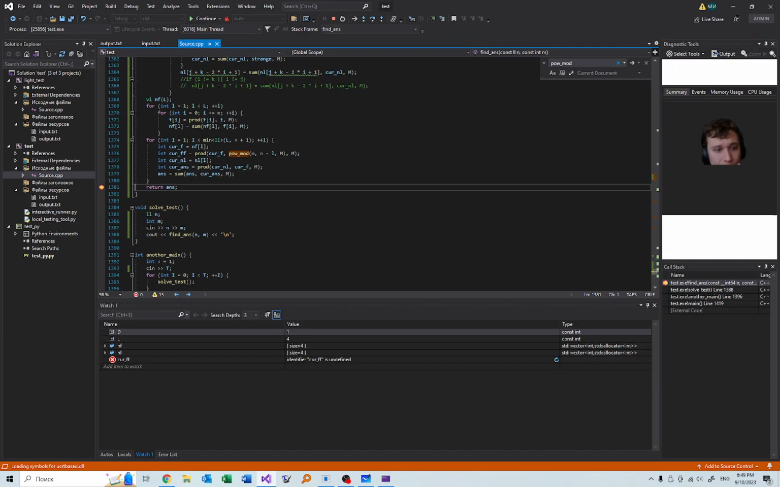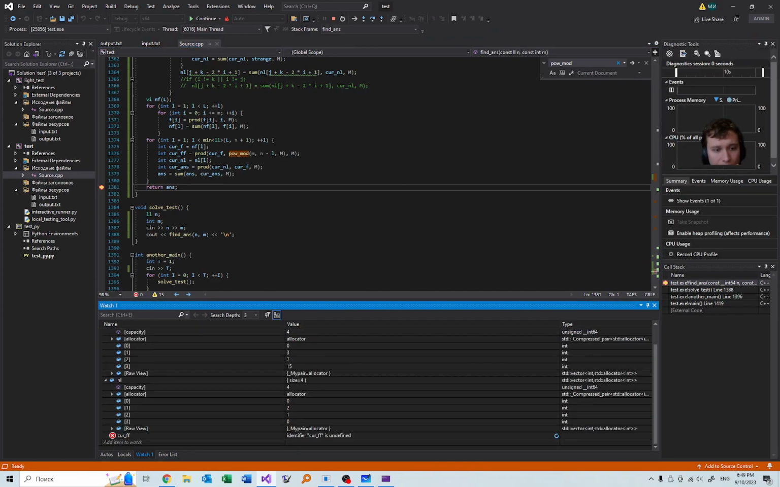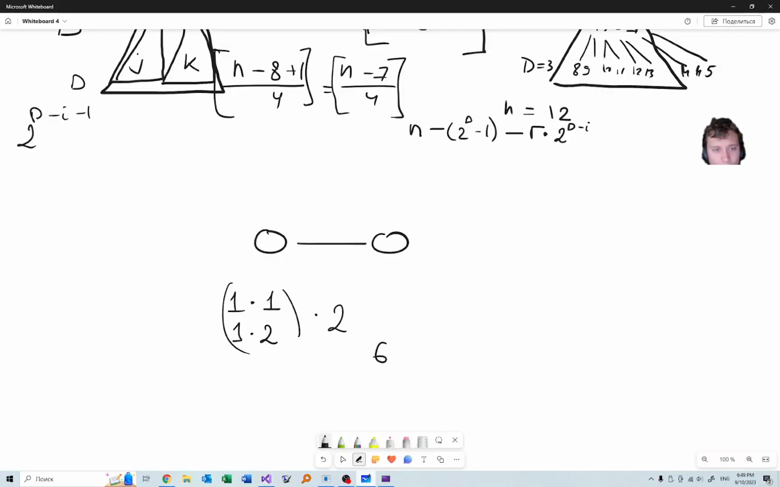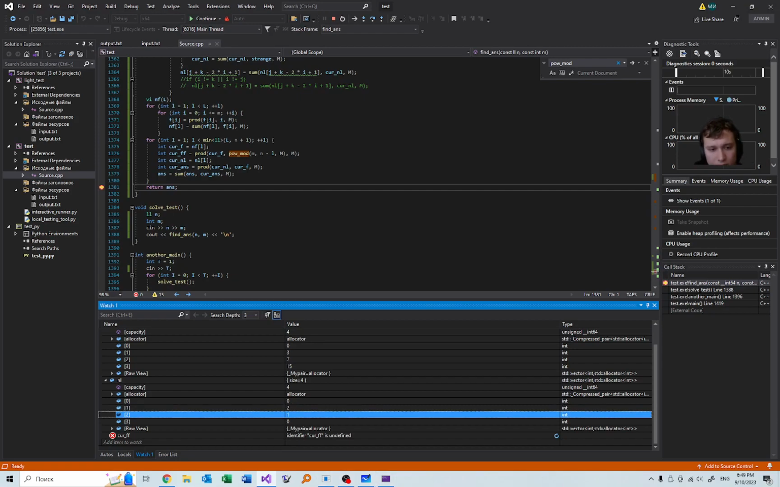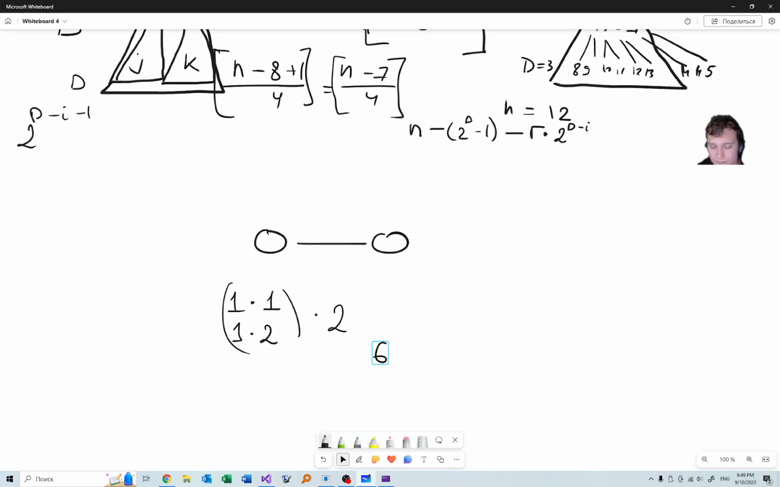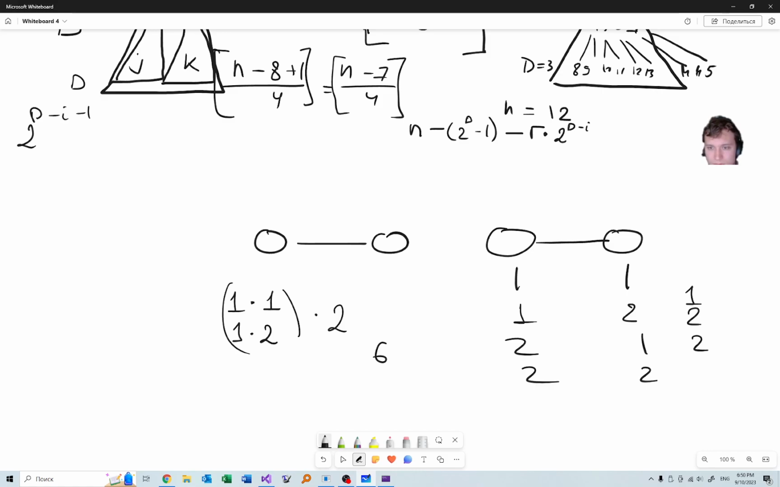Again, let's see. So we have two paths of length 1, and they give a total of 6. And also there is one path of length 2. Yes, there is one path of length 2, and it can give either 1 or 2 or 2 or 2. So yes, it's kind of 7.